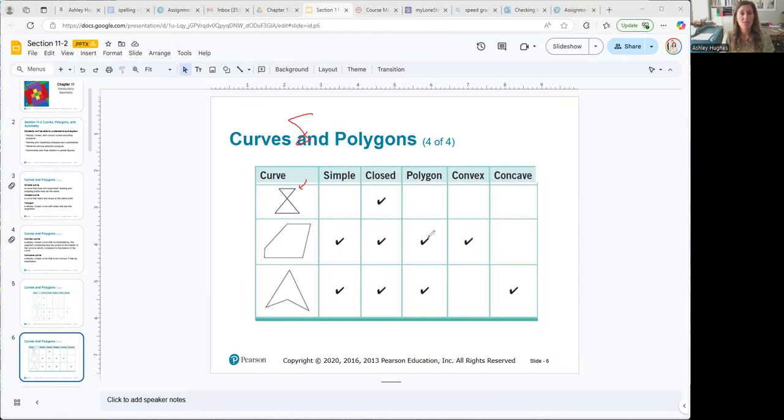It's a polygon. The reason why it's a polygon is because it's made up of line segments. That means all the sides are like this, versus this would not be a polygon if one side had a curve. So polygon means that all the sides are line segments, they're straight. Convex versus concave: remember, concave means it has a place where it comes in. This one does not come in on itself, so that's why it is convex.